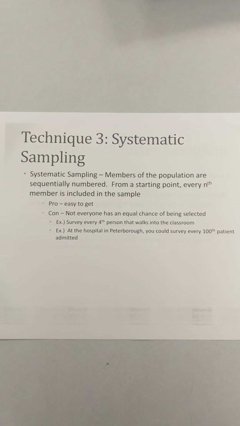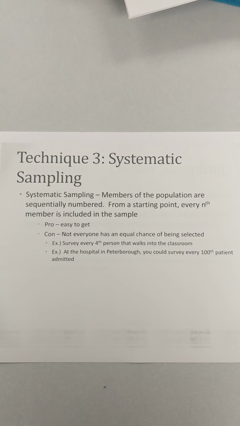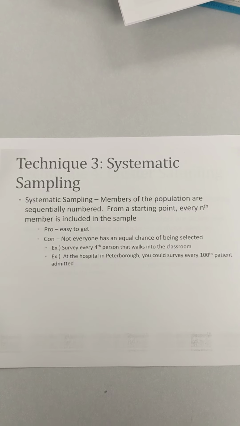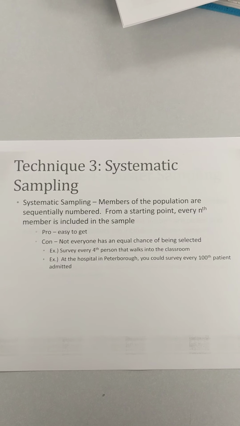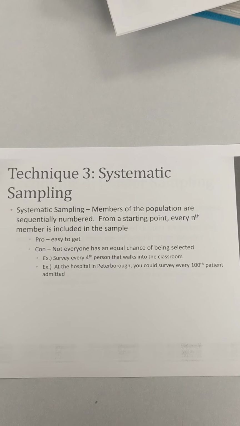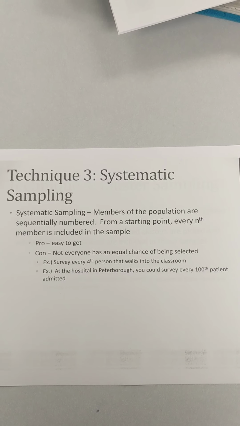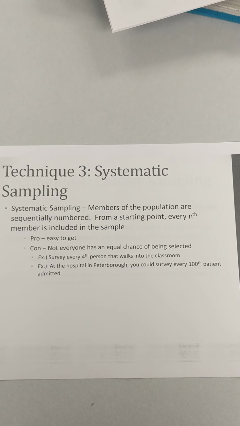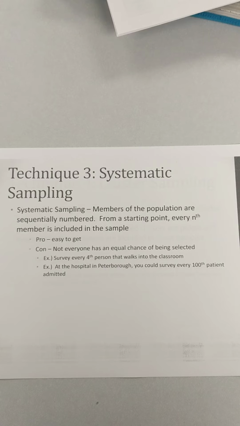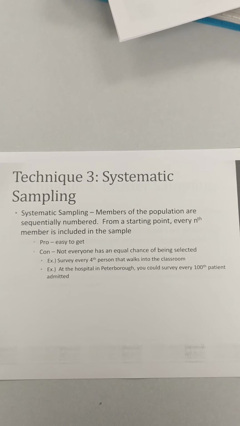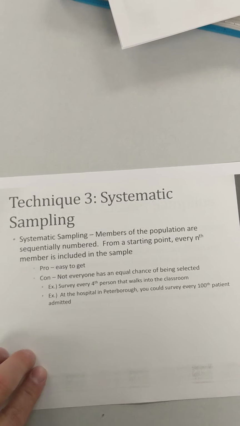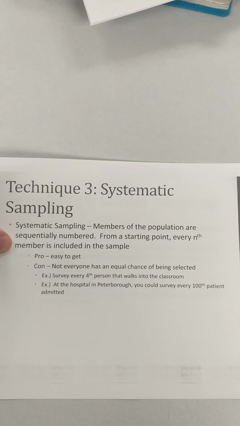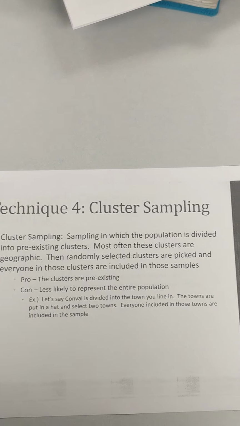Technique 3 is systematic sampling. That's when the members of the population are sequentially numbered, so from a starting point, every nth member is included. The pro is that it's easy to get. The con is that not everyone has an equal chance of being selected. For example, if you wanted to select every 4th person that walks into the classroom, the people closest to the classroom have less chance of being selected because they're going to get there first, second, or third. Likewise, if you're furthest, it might also be biased against you. And at the hospital in Peterborough, you could survey every 100th patient admitted and then ask the questions you want to ask.